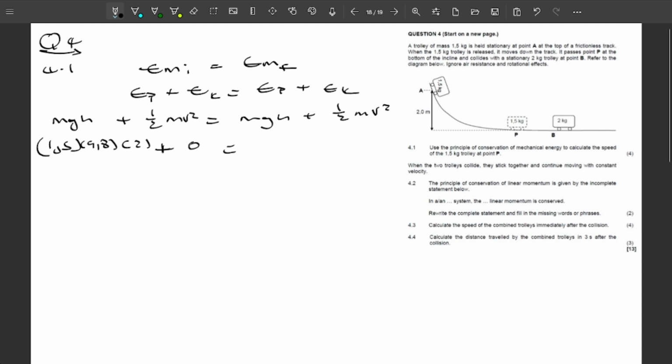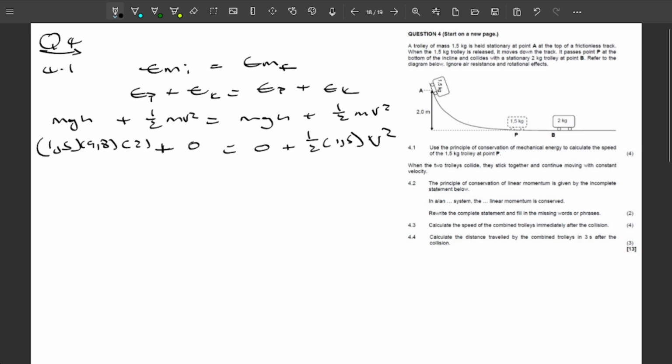But once it reaches the bottom, do you have a potential energy? Do you have a height? No, you don't. It's 0. So on this side we do have the kinetic energy, because it has moved, and it will still be moving by the time it reaches P. So this is what we are looking for.